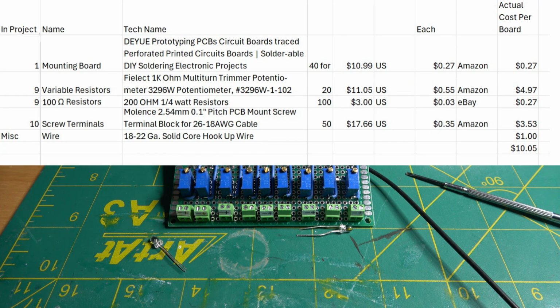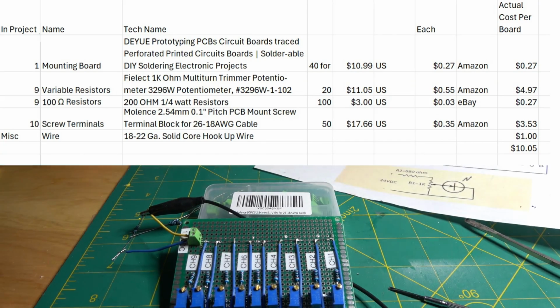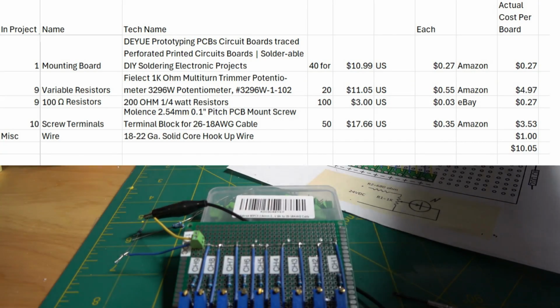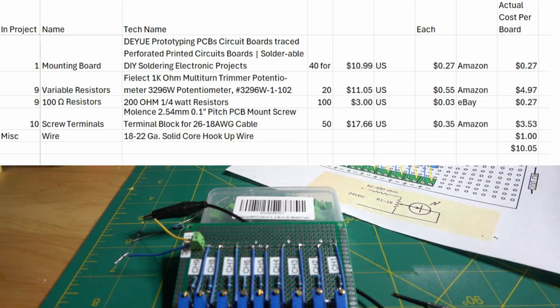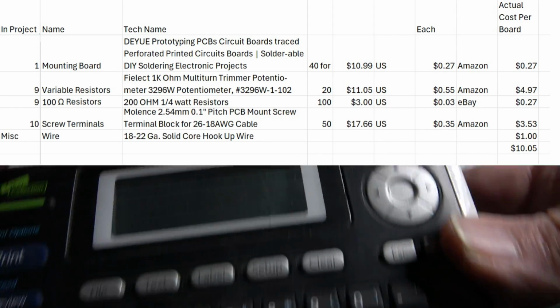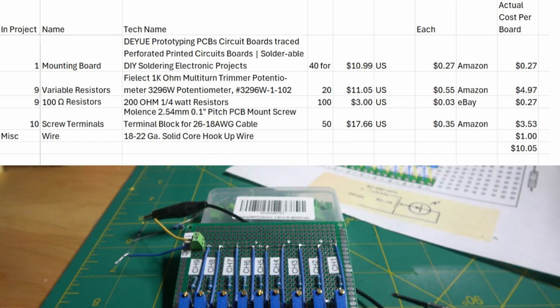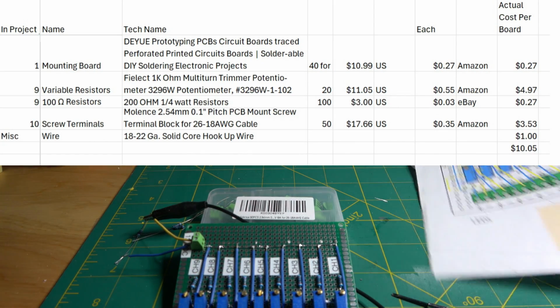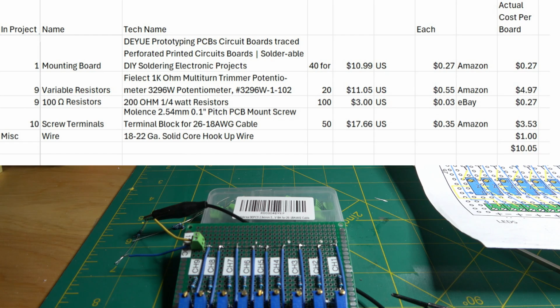The variable resistors, I bought 20 of them because I want to build 2 boards. They cost $11.05 for 20. So that means that each one costs 55 cents. So I spent a grand total of $4.97 for the 9 variable resistors in this project.